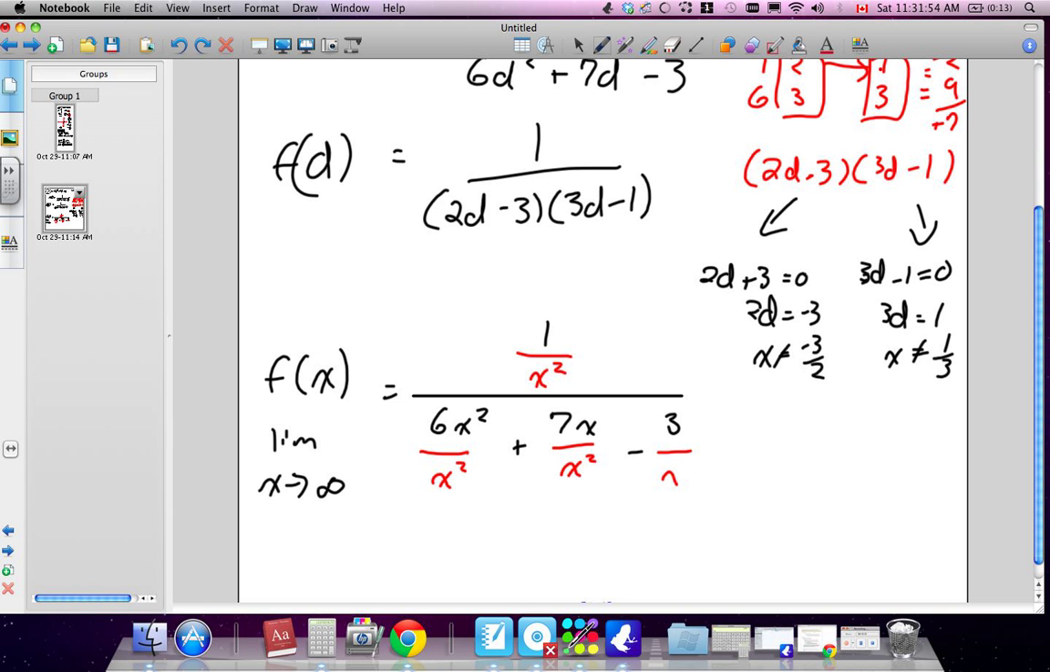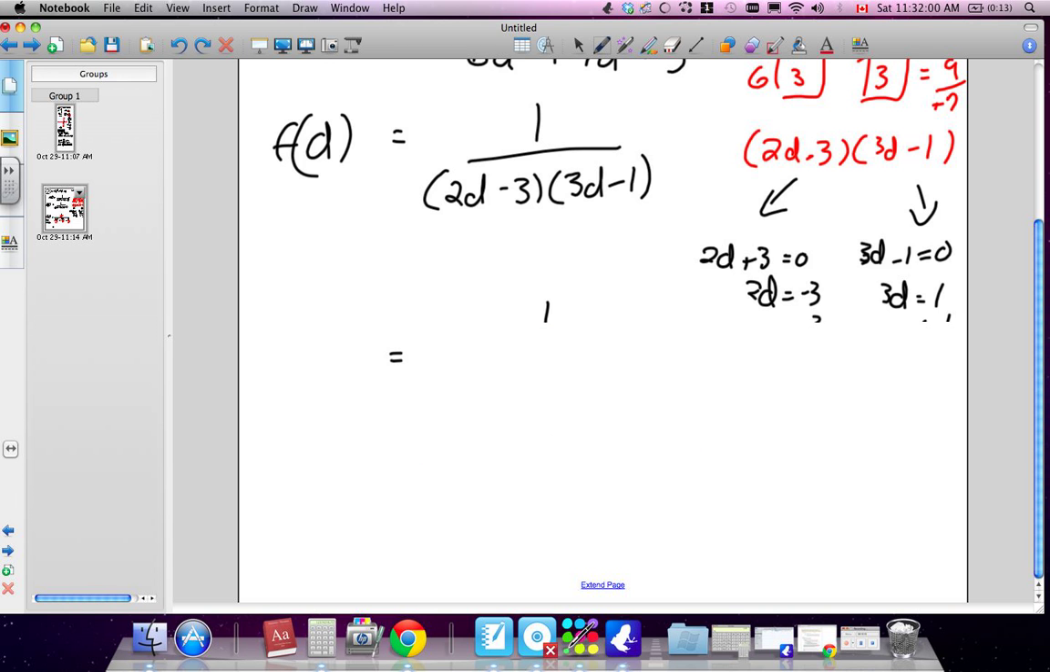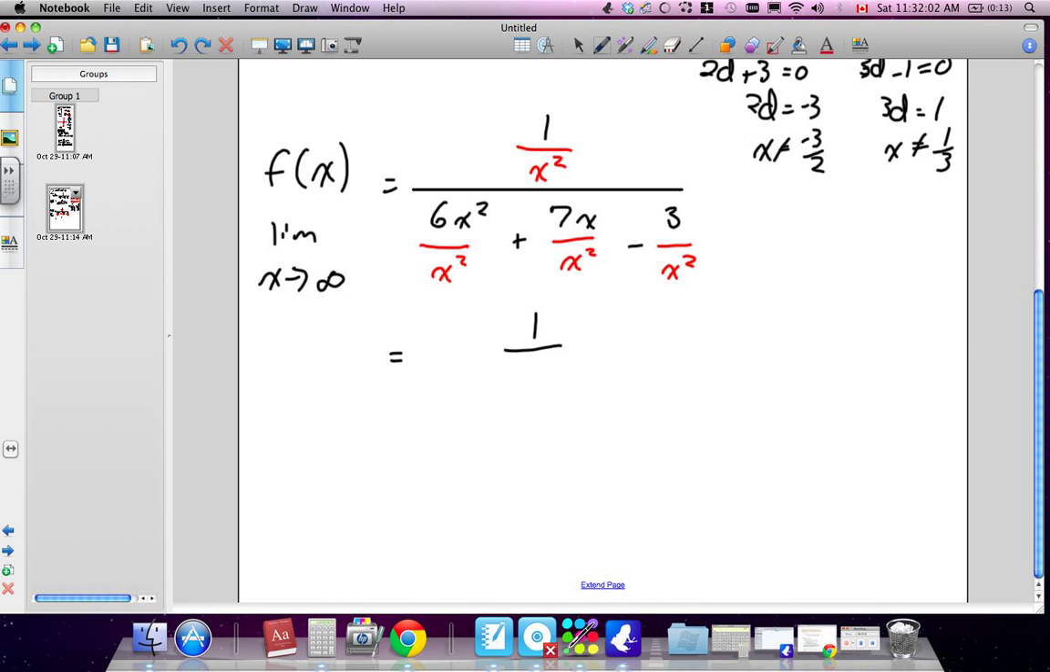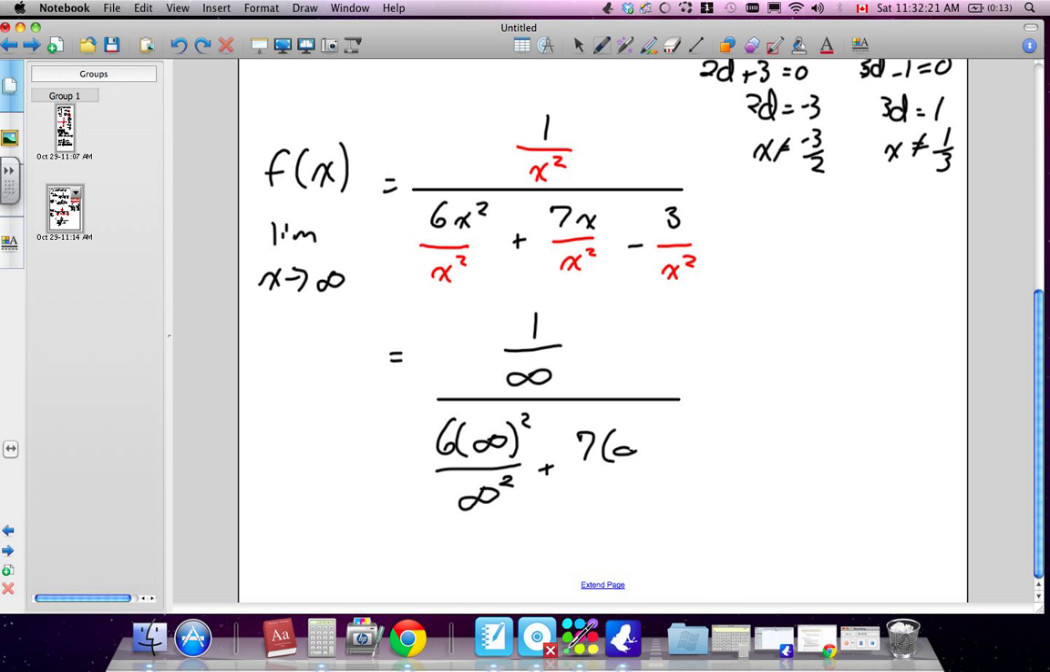Well, as x approaches infinity, we take a look at this. We get 1 divided by infinity, divided by 6 times infinity squared, plus 7 times infinity squared.